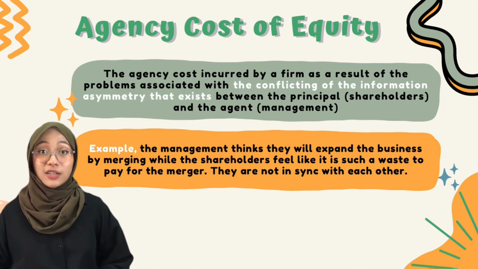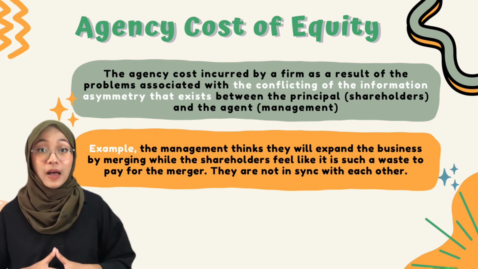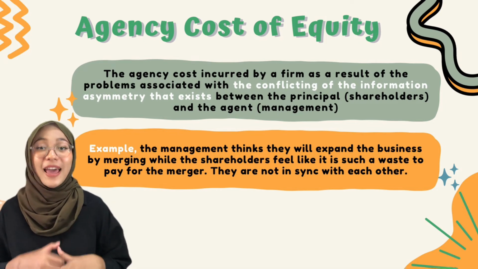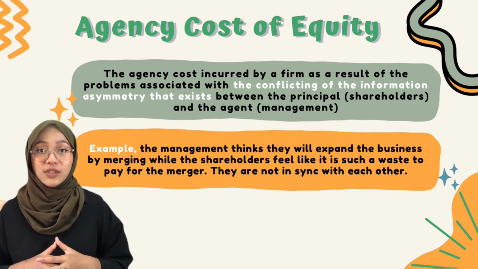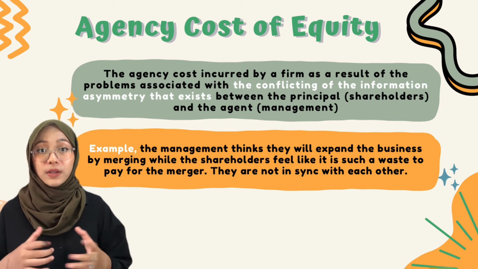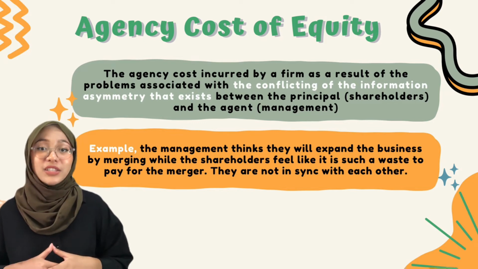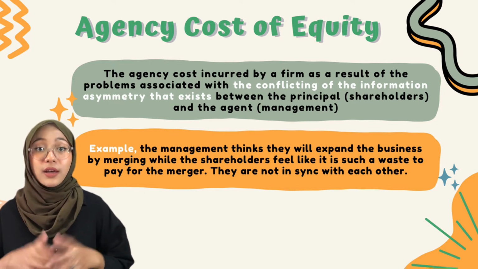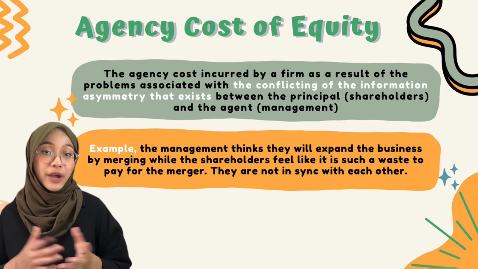Moving on to the agency cost of equity. The agency costs are incurred by a firm as the result of the problem associated with the conflicting information asymmetry that exists between the principal, which is the shareholder, and the agent, which is management. The agency cost of equity emerges from the difference in interest between the shareholder and the management. The shareholders have to bear some costs when the interest of the managers of the firm is markedly different from the interest of the shareholder for any reason.